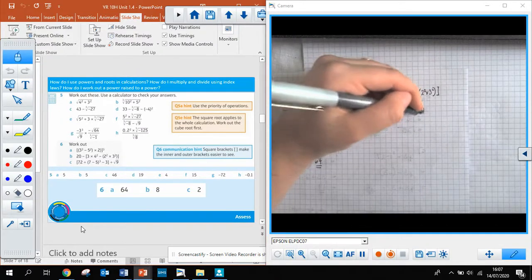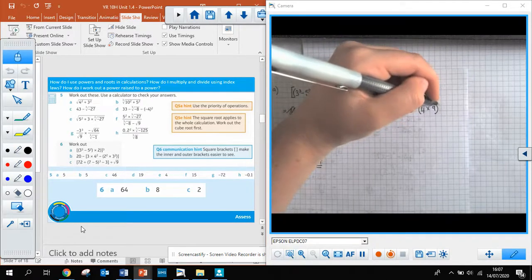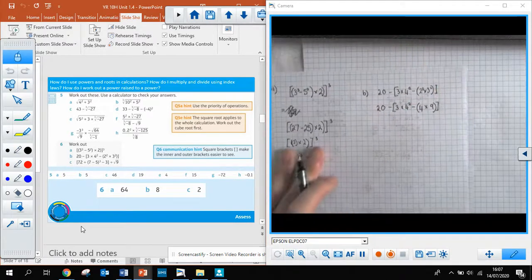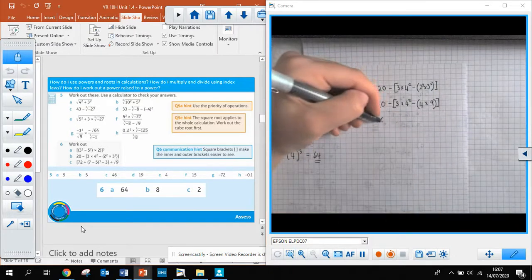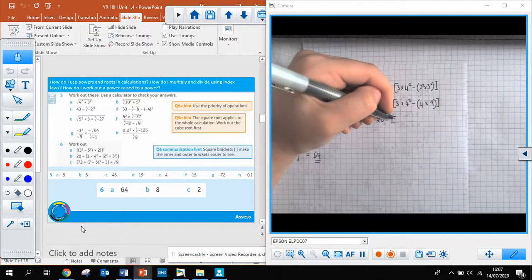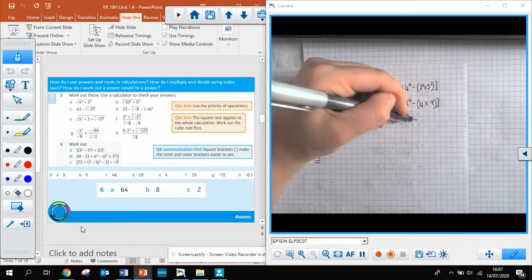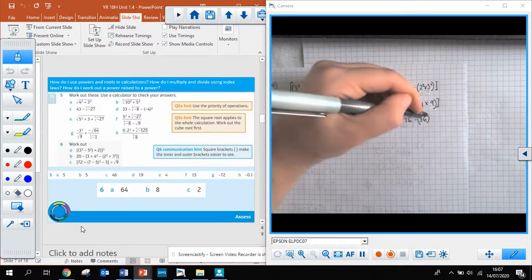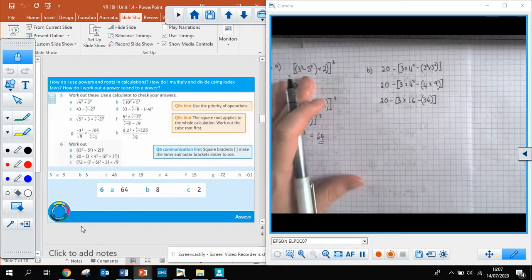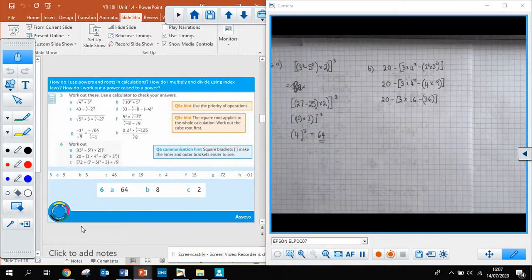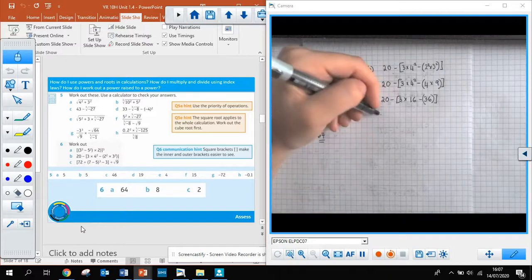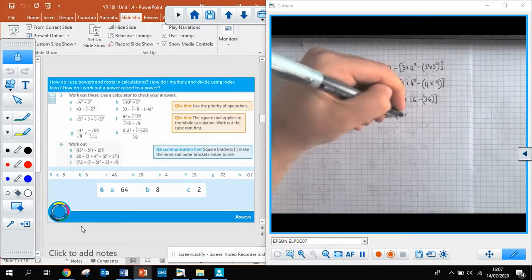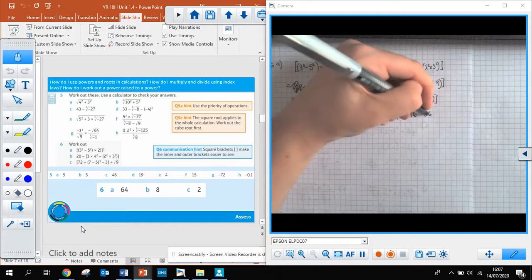2 squared is 4 multiplied by 3 squared, which is 9. And then close brackets, okay? Again, we can start working these bits out. So what's 4 squared? 16 minus 4 times 9, which is 36. Okay, and that should be what's in your brackets there. I don't need those brackets around the 36. So we're doing 20 minus 3 times 16 minus 36.